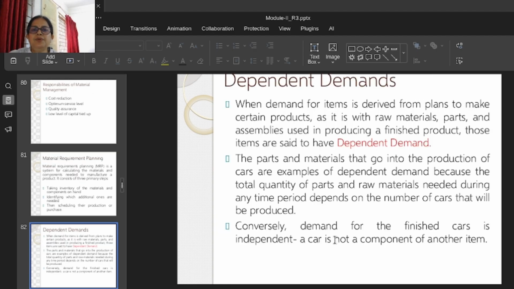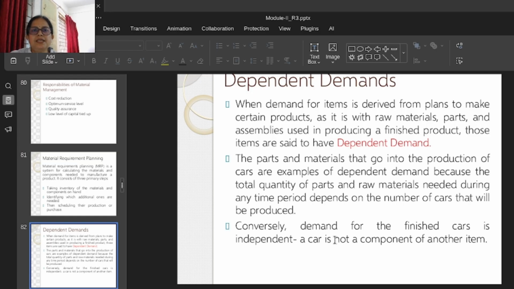Dependent demand. What is dependent demand? Normally, in material requirement planning, we plan for dependent demand and independent demand. Material requirement planning has three inputs. First input is bill of material. Second input is master production schedule, and third input is inventory transaction or inventory record. So, what is dependent demand? What is independent demand? First, we need to know.